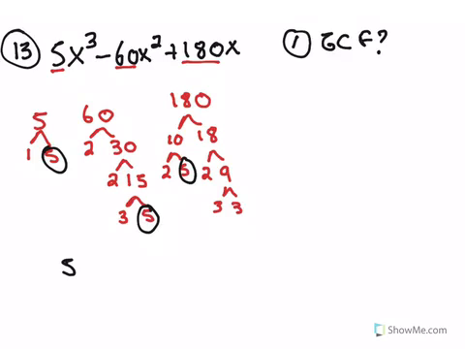And for the variables, you want to pick the lowest of the exponents. So in this case, they have 1x. So the GCF is 5x. Okay? So what are you going to do now? You're going to pull out that 5x from all the terms. Okay?